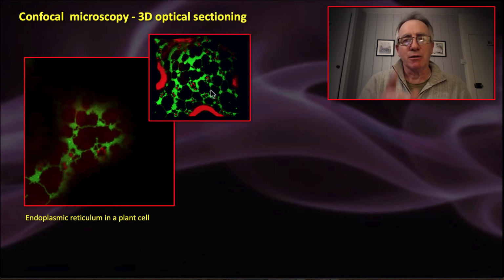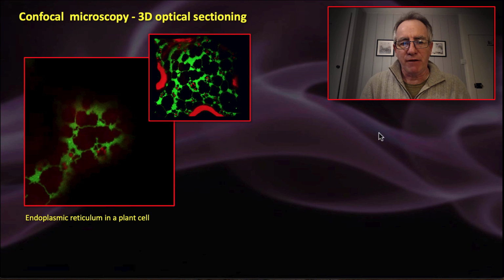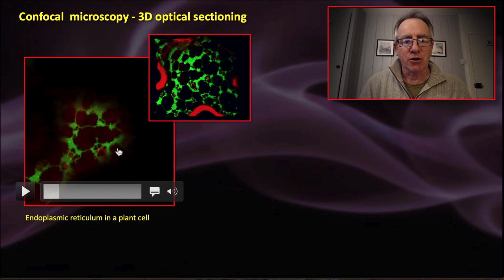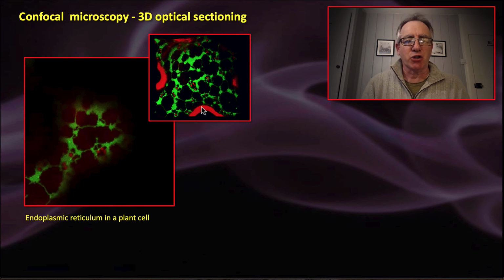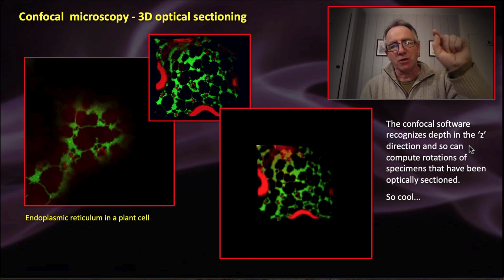That's all well and good, but there's something else that you can do with confocal microscopy, and this is the real wow factor thing for me. When I have you all in the bioimaging suite and we're doing confocal microscopy, we do these so-called Z series, and then we make these projections, and people go, oh wow, that's very cool. But then I do this. Confocal software recognizes depth in the Z direction because it knows where every pixel of light information is coming from.